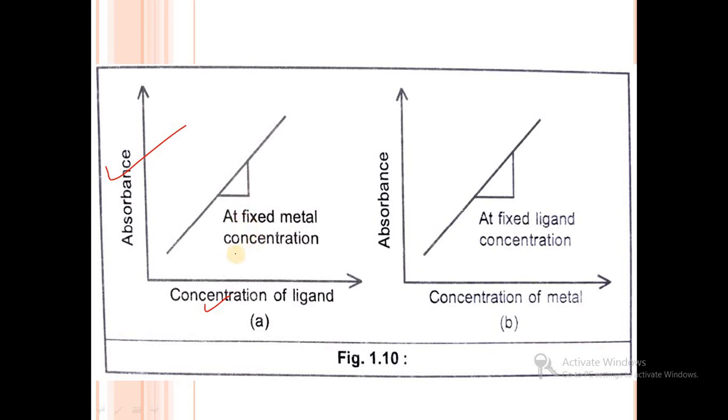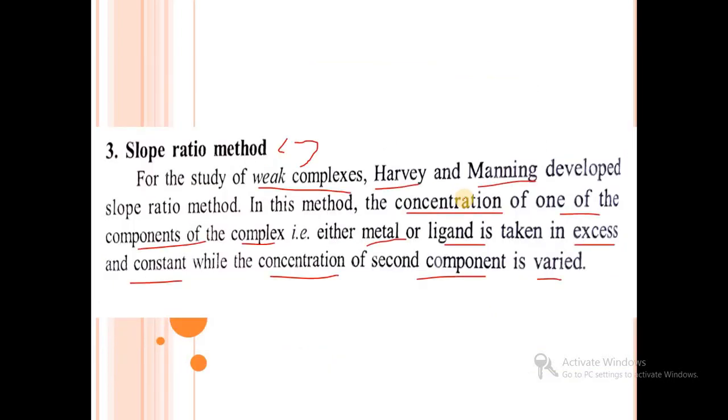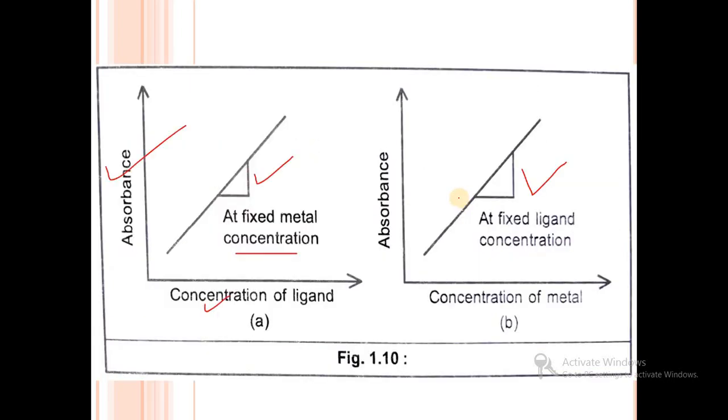At fixed metal concentration we get a graph like this, and at fixed ligand concentration we get a graph like this. So these are the three methods: Job's method, mole ratio method, and the last one, the slope ratio method. For multiple choice questions these three methods are very important, with their discovery year and their graph nature.